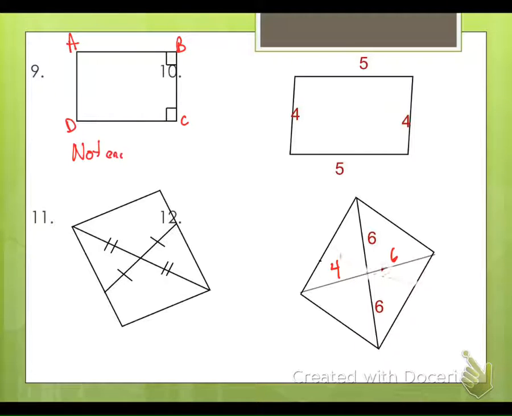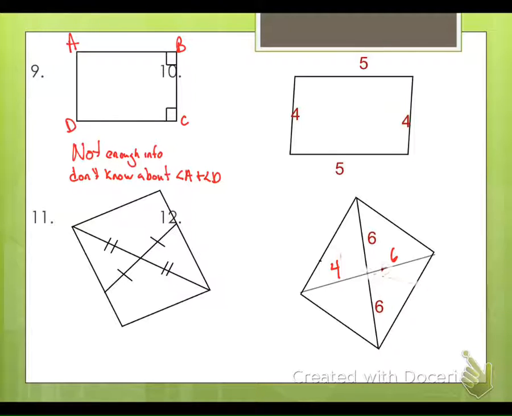So we say there's not enough info. We don't know about angle A and angle D.